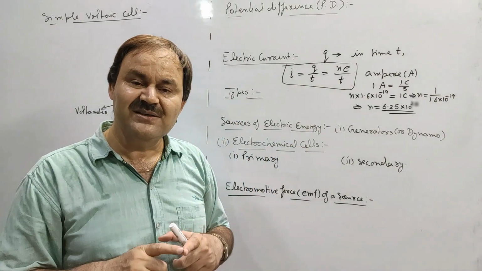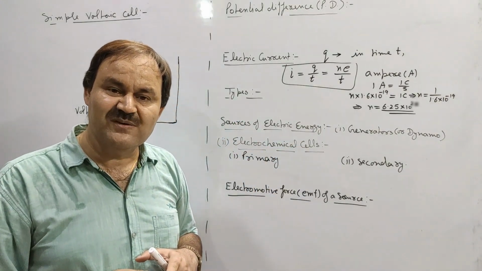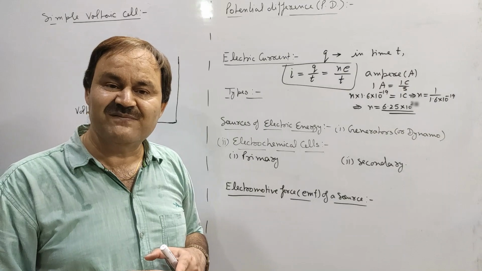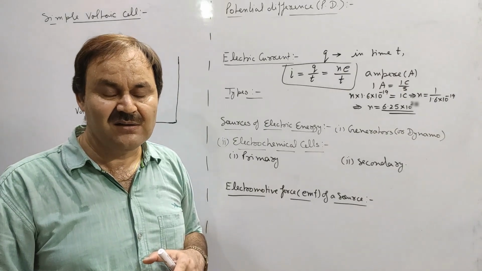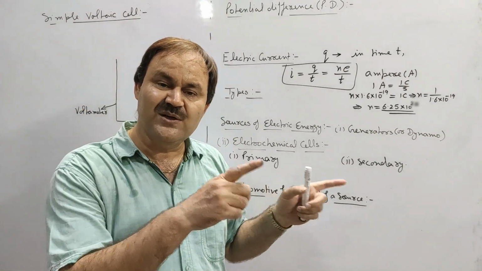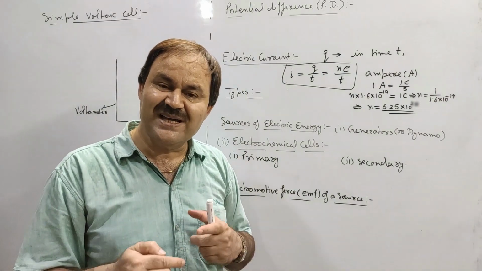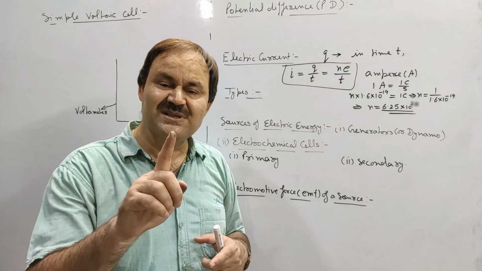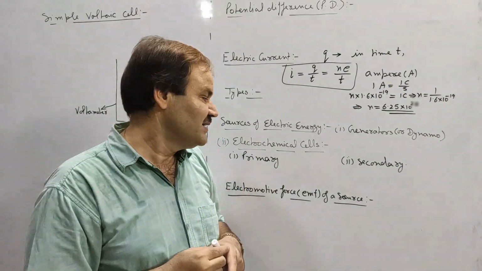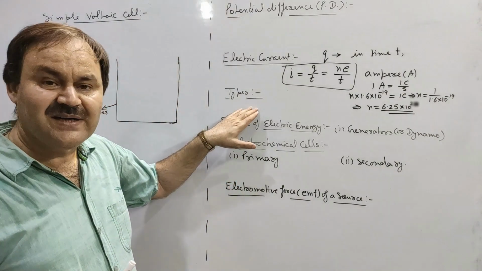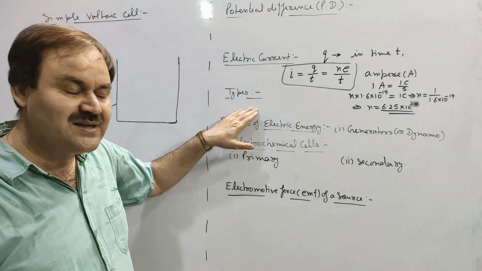The alternating current which is provided to our houses has a frequency of 50 Hertz. It means alternating current provided to our houses is repeating its magnitude as well as direction 50 times in 1 second. Now, what is the source of alternating current?